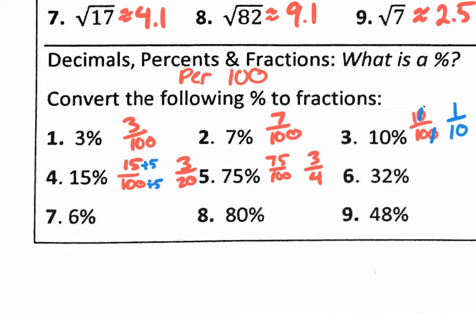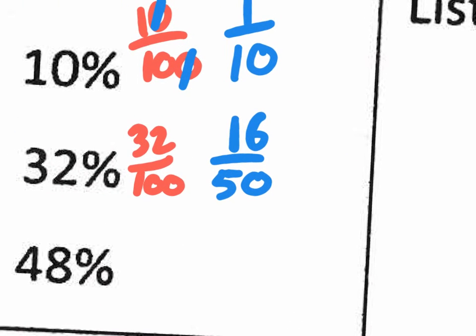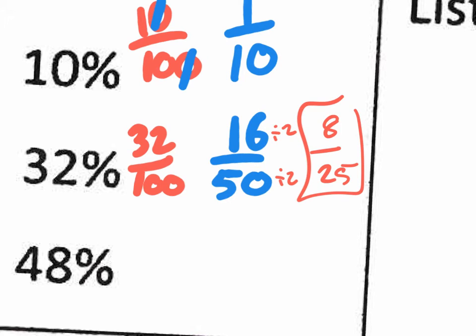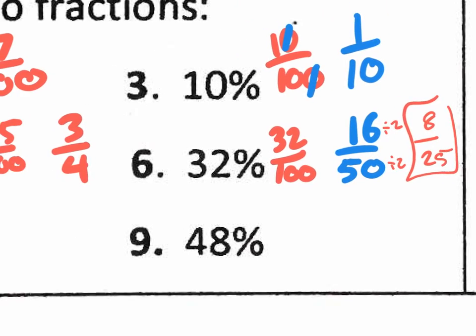32%, what do I write it as? 32 over 100. There you go. And I could reduce at least by what? By 2. If I reduce by 2, what does 32 become? What's half of 32? 16. And half of 100? 50. Could I reduce by 2 again? Yeah. So when I reduce by 2, what do I get up on top? 8 over 25. That's all you could do. There's your answer. So 32% is really the fraction 8 over 25.